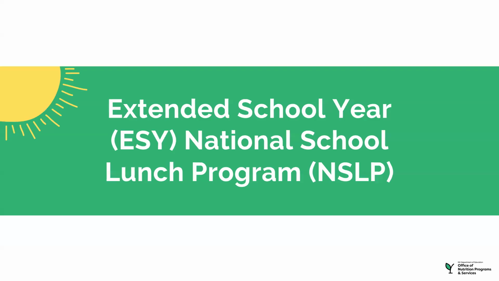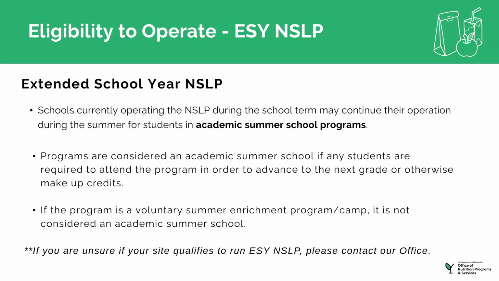First, we'll talk about the Extended School Year, or ESY, National School Lunch Program. To qualify to operate ESY, the school must be operating an academic summer school program. Programs are considered an academic summer school if any students are required to attend the program in order to advance to the next grade or otherwise make up credits. If the program is a voluntary summer enrichment program or camp, it is not considered an academic summer school. As always, if you are unsure if your site qualifies to run ESY, please contact our office.